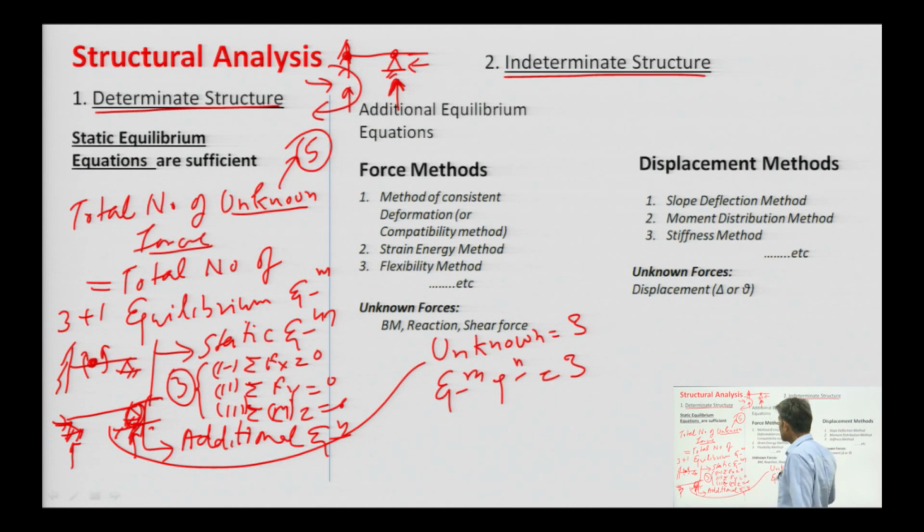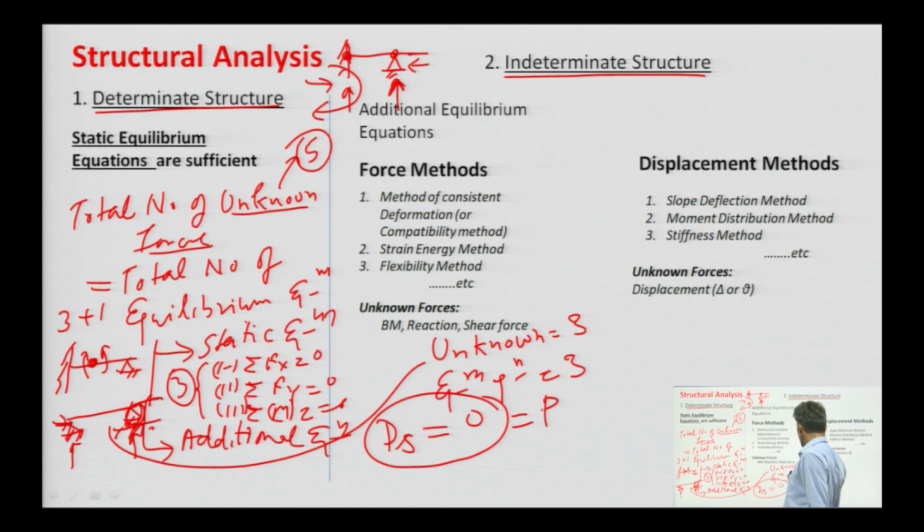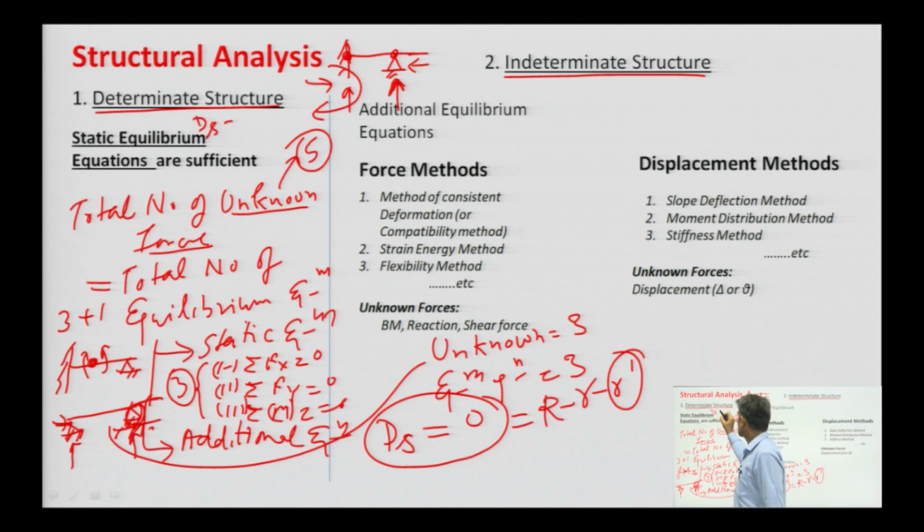Meaning if the difference is 0, then the static indeterminacy, represented by Ds, is the difference of the total number of unknowns minus the available equilibrium equations, minus R dash. R dash is due to certain additional equilibrium equations like hinges and so on. So, if the static indeterminacy Ds is equal to 0, then the structure can be analyzed only with the help of equilibrium equations.